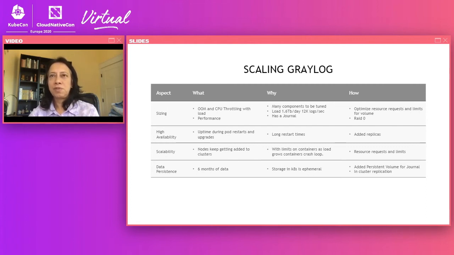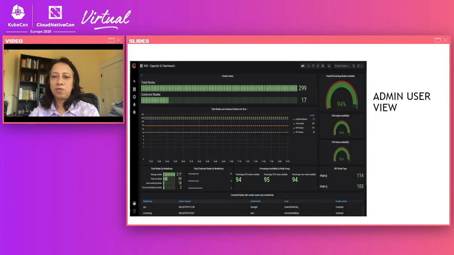For data persistence, we added the persistent volume for Graylog journal. Data written to Elasticsearch was already well managed. Graylog and Elasticsearch handle data durability well. Let's now look at some user views.